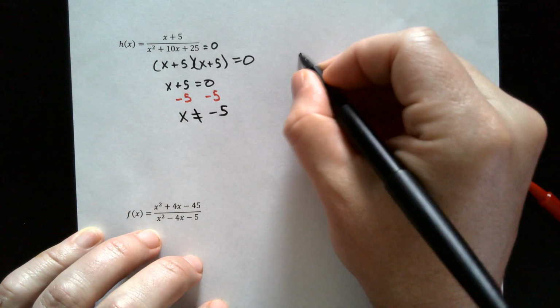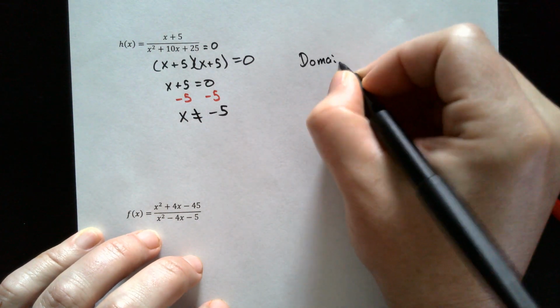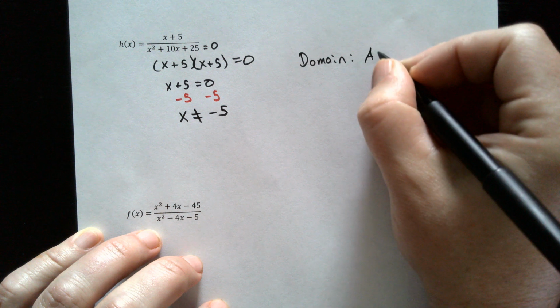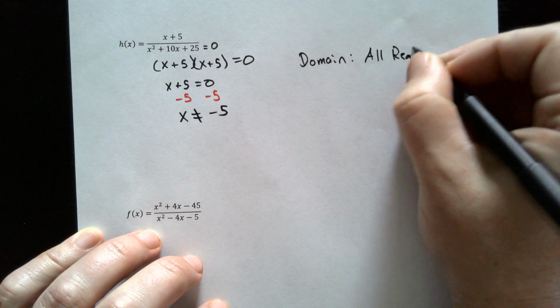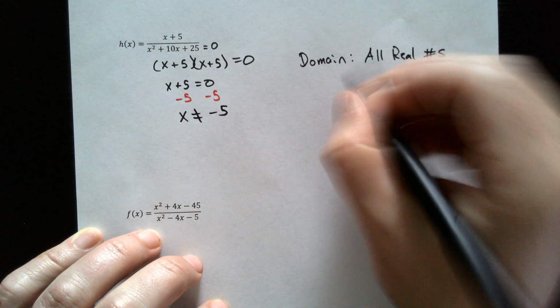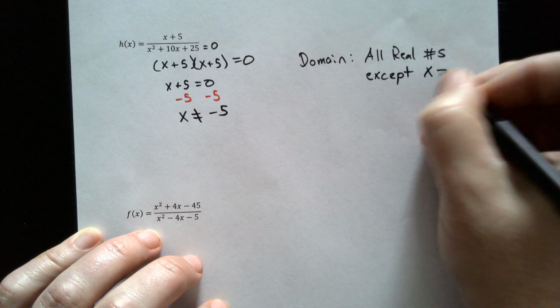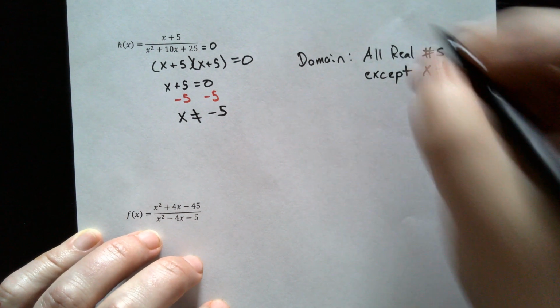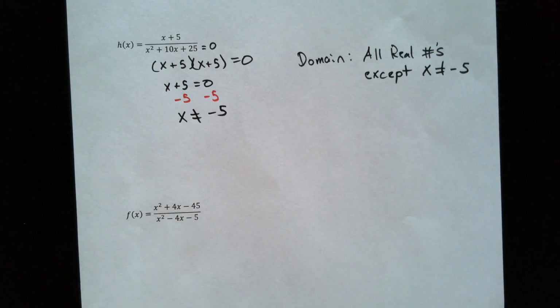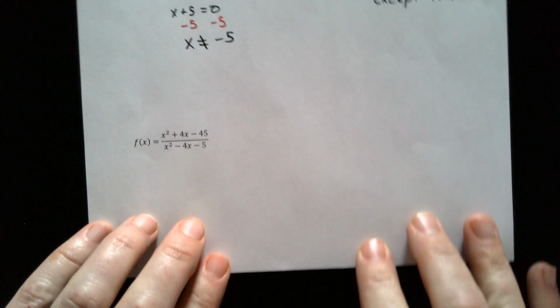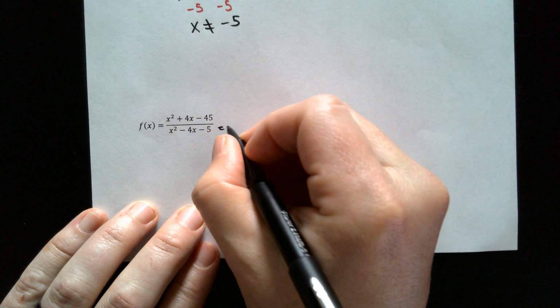the one excluded. So the domain equals all real numbers, write it like this, except x cannot be equal to negative 5. Okay, let's look at the last one. So we set this equal to 0 and solve.